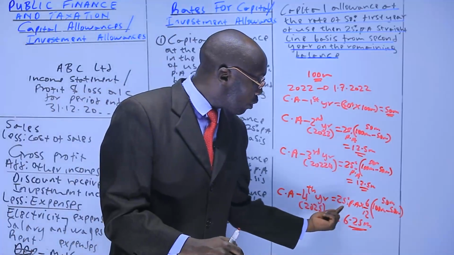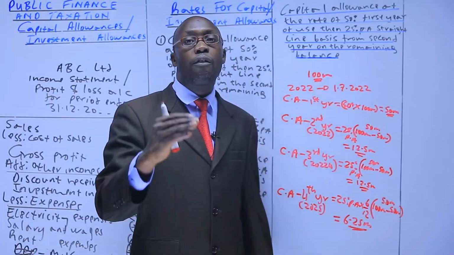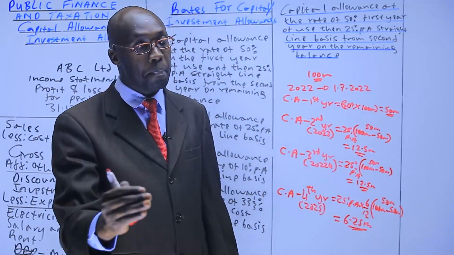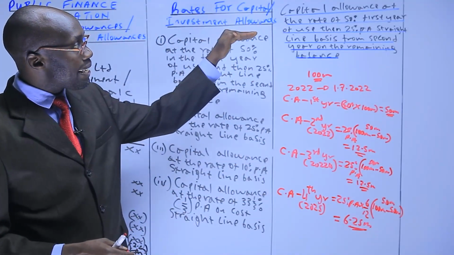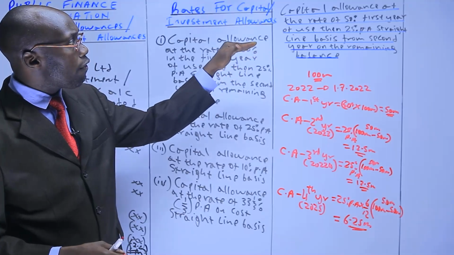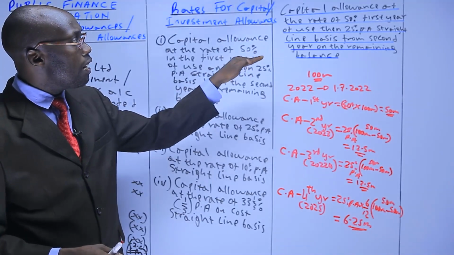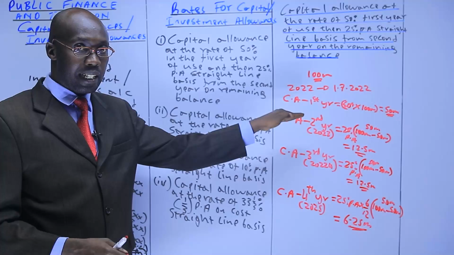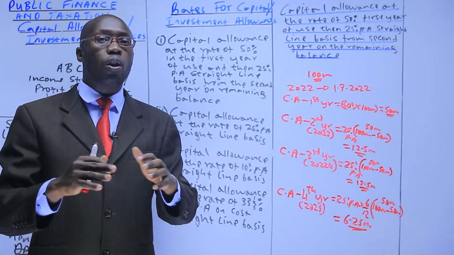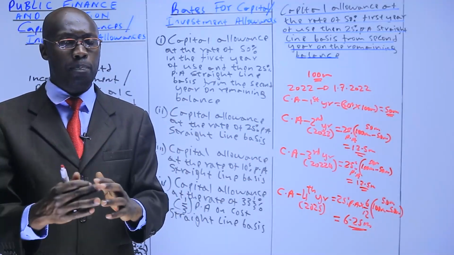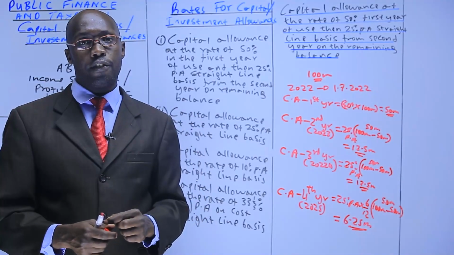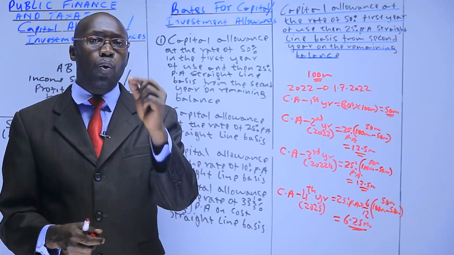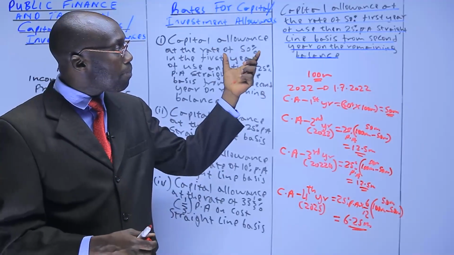And because you are saying 25% is per annum, then you have to apportion it based on time. So that is what we mean by capital allowance at the rate of 50% in the first year of use, and then 25% per annum straight line basis from the second year on the remaining balance. Now, having noted how we apply the rate of 50% and then 25%, the second question we should be asking ourselves is, which are those items that qualify for capital allowance at that particular rate?